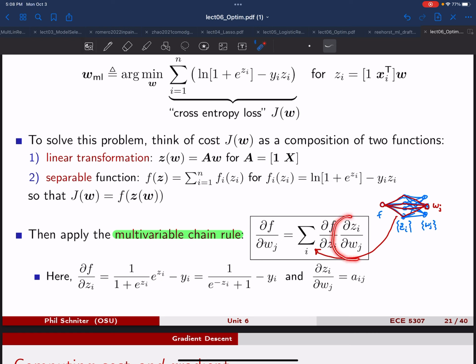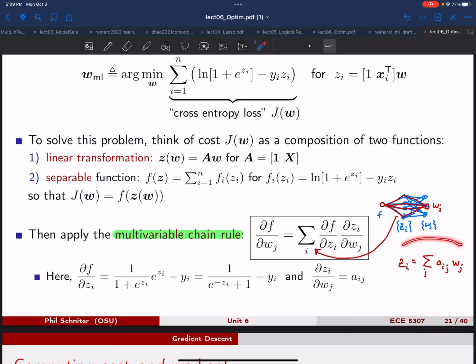The second term, dzi dwj, for that we have to look at this term here. So actually we want to look at this one over here. We can do this by writing zi as a sum over j of aij wj. I'm just looking at the ith term in here. The ith zi is the ith row of A times W, which I can write this way using a summation.